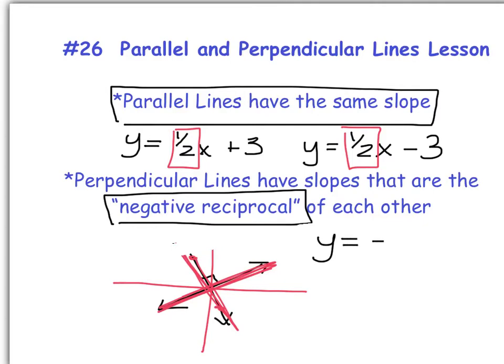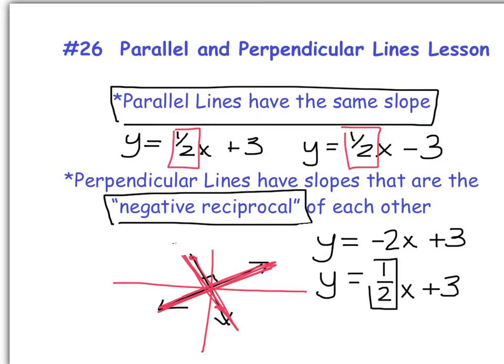Let's say we start with a negative 2x plus 3, and we want the perpendicular line. So that means we're going to have the negative reciprocal, which means you're multiplying it by a negative reciprocal. So we're going to have a positive 1/2x plus 3. So if we start with a negative, we're going to end with a positive. If we start with a positive, we're going to end with a negative. And they have to be the reciprocal of each other. Simple as that.